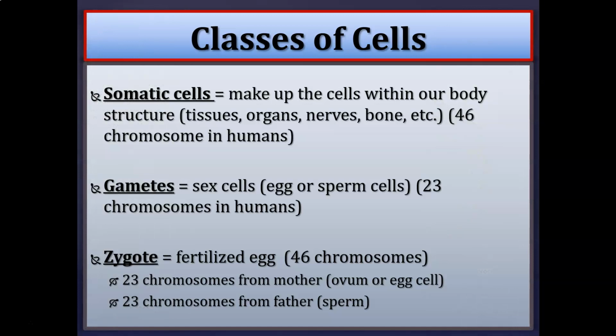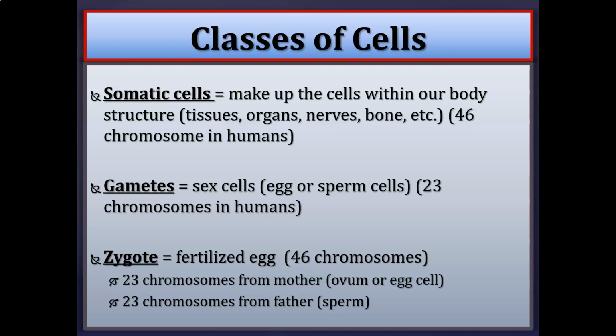All right, so within a eukaryotic organism, there are different classes of cells. Somatic cells, also known as body cells, make up the vast majority of all the cells within our body structures, tissues, organs, nerves, bone cells, etc. All somatic cells are what we call diploid. Diploid means that they contain an entire set of chromosomes. So a typical human will have 46 chromosomes in the nucleus of every somatic cell.